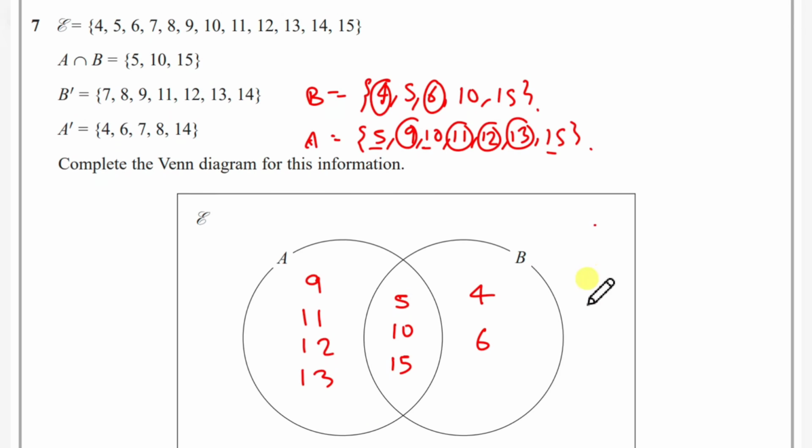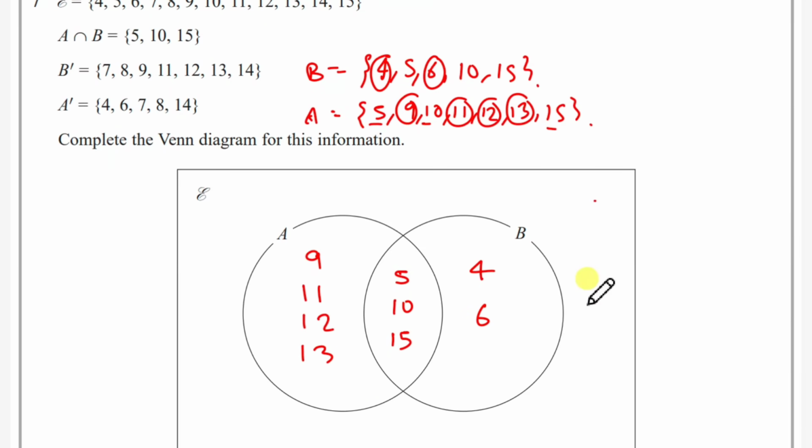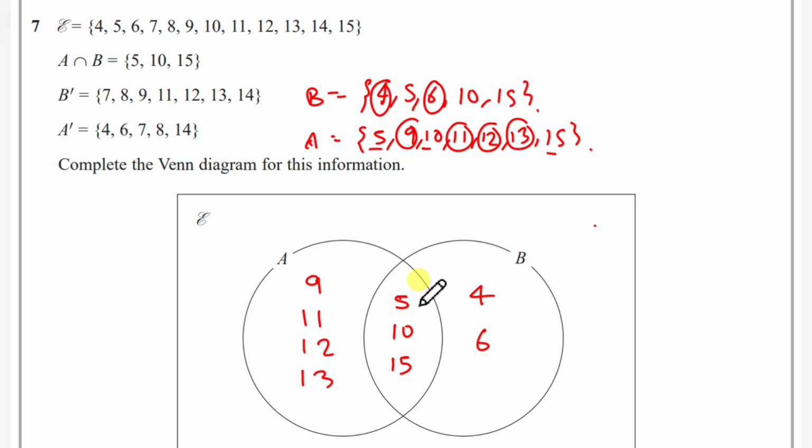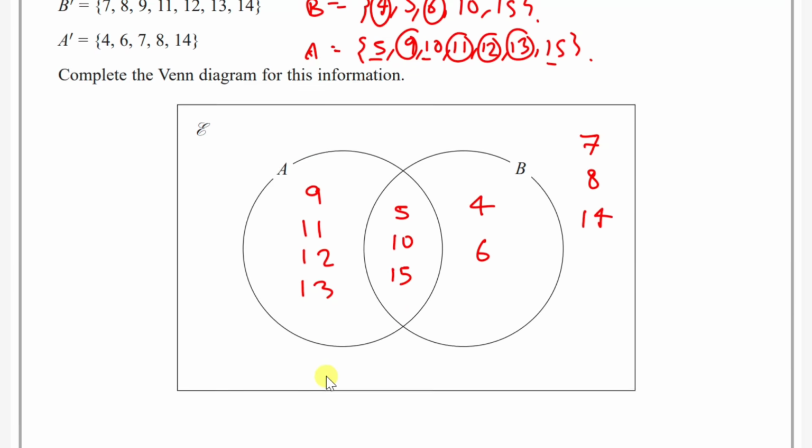because remember the rest of the numbers will now go outside the circles. So what number is actually missing? Well, let's check it out. So we got 4, that's checked. 4, 5, 6. There's no 7, so 7 goes outside. 8 goes outside. 9, 10, 11, 12, 13, and then 14 goes outside. And that's how your Venn diagram should look.